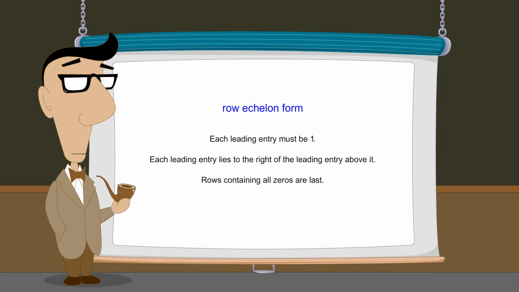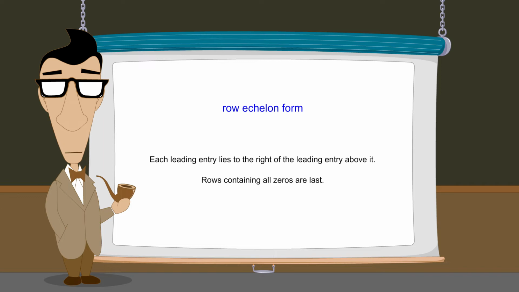Some algebra texts do not include the requirement that leading entries must be 1 in order for a matrix to be in row echelon form. However, in these lectures, we will follow the convention that in row echelon form, all leading entries must be 1.